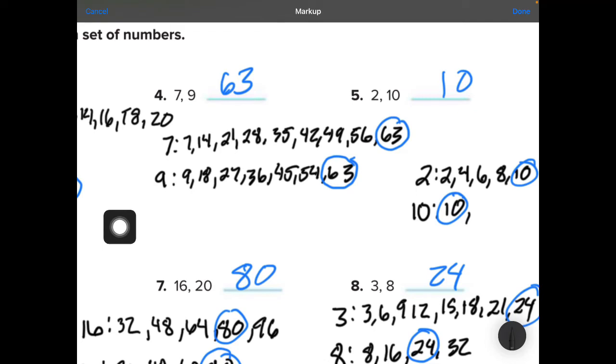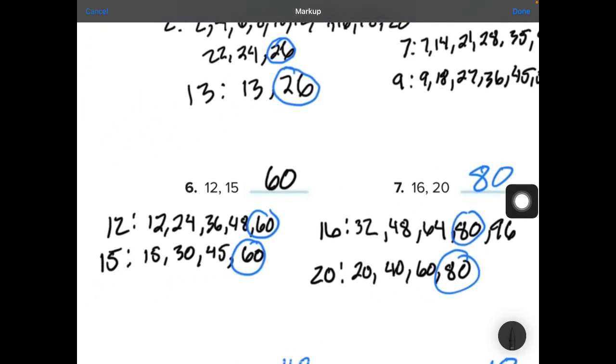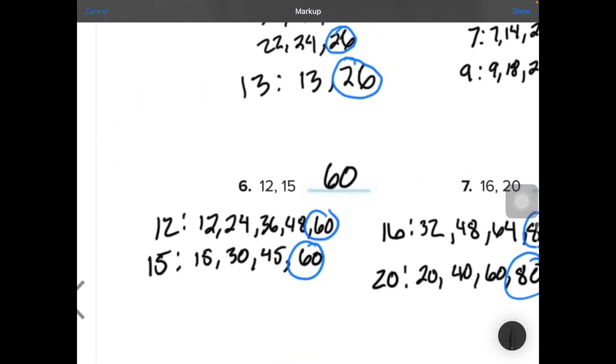Number 4, this is where it's going to be beneficial for you to look at your times table chart, either in your homework folder or on your desk. Here's 7s all the way down the line, and 9, till I found a common multiple of 63. 10 wasn't so bad. 10 has a multiple of 10, and 2 I know will go into it eventually if you go down the line.